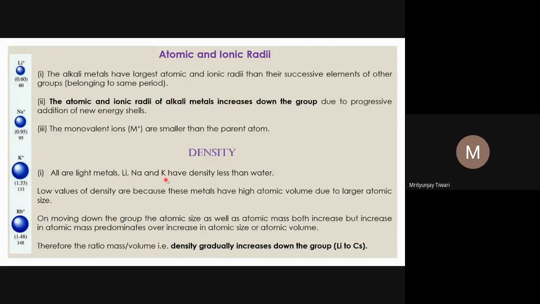Lithium, sodium, and potassium have density even less than water. So if you put sodium, lithium, or potassium in water, they will actually float on the water. Don't do it. It is very dangerous. They vigorously react with water, but just hypothetically, if you get some other liquid with density similar to water which does not react with these metals, you will see they will float on that liquid.